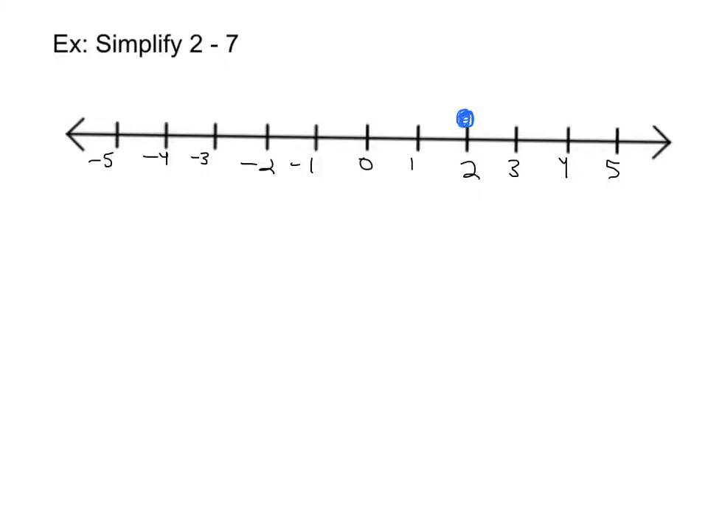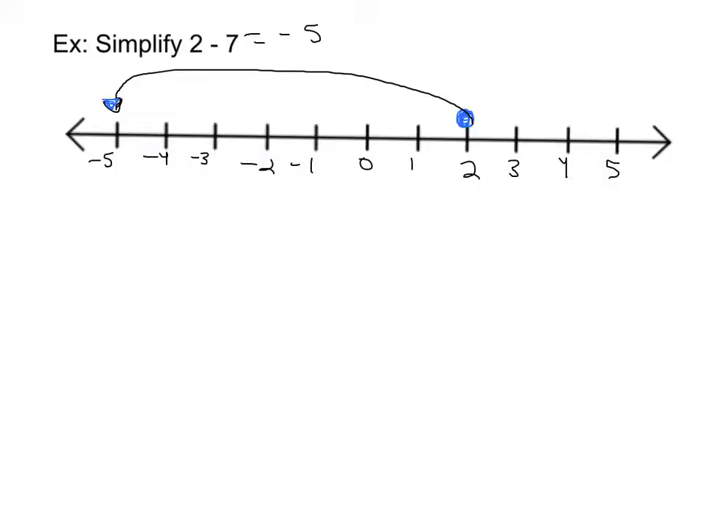Remember, when you're subtracting a positive, you're going to go the opposite direction of the positive. So in this case, we want to go towards the negative, 7 units. So opposite the direction of the positive, 7 units. I'm going to go left, 1, 2, 3, 4, 5, 6, 7, and I end at the negative 5. So the answer to 2 minus 7, therefore, is negative 5.